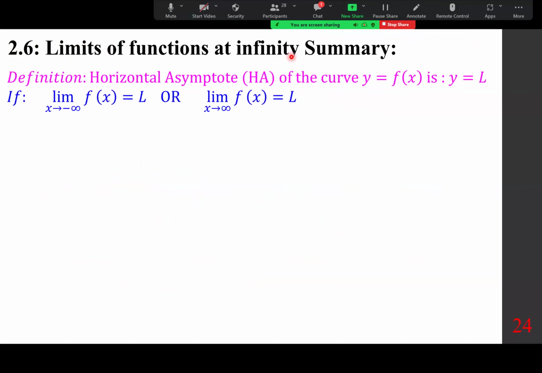Limits of functions at infinity. Here's the summary definition. Horizontal asymptote, HA, of the curve y equals f of x is y equals L if the limit of f of x as x approaches minus infinity is L, or the limit of f of x as x approaches positive infinity is L. That's by definition.